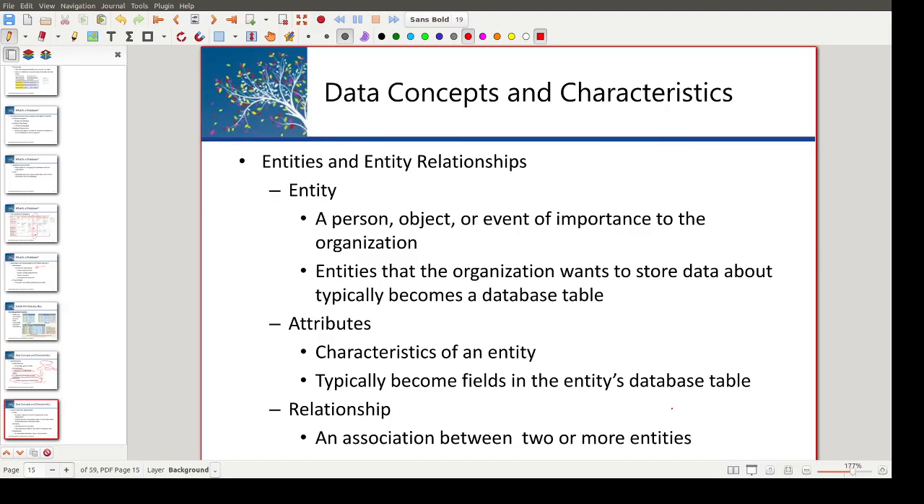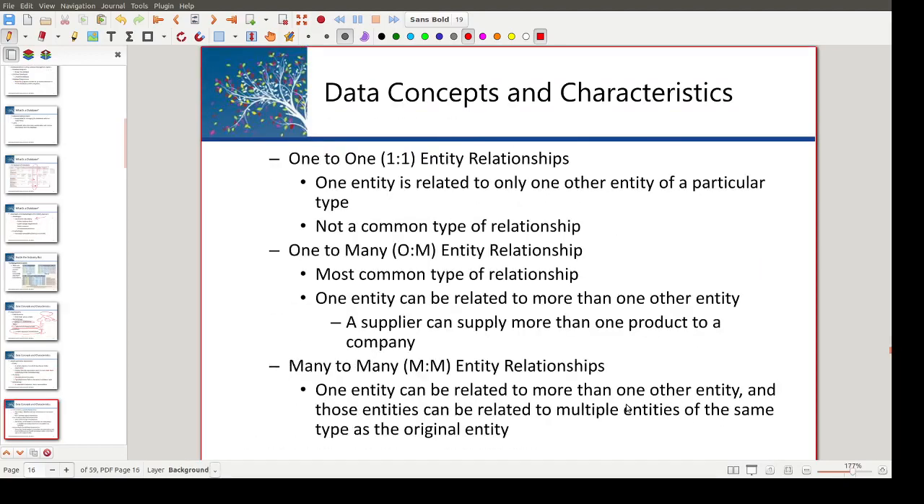And you relate the entities to each other. For example, I have a table for students and a table for courses, and I would like to relate the table of students to the table of courses by making a new table that contains the students who are enrolled in this course. So this is a relationship. An association between two or more entities makes a relationship.